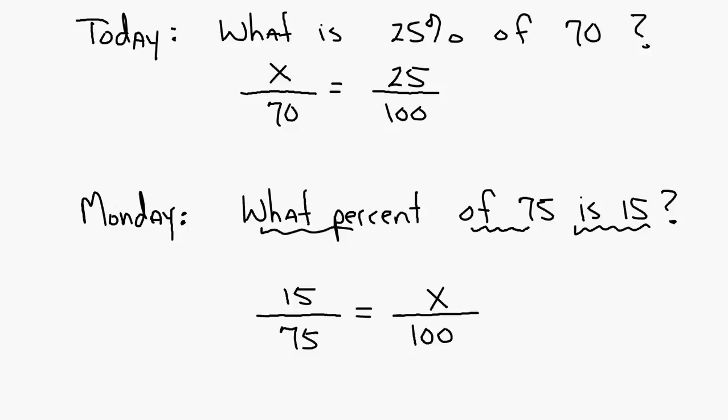yesterday. The key for you to be successful on your quiz Friday is to see the difference between today's problem and yesterday's problem, and where the variable goes and where the given information goes in the proportion. Because tomorrow you're going to be solving for the of, and you have to be able to differentiate between the three proportions. Does anybody have any questions on either of these types of problems?